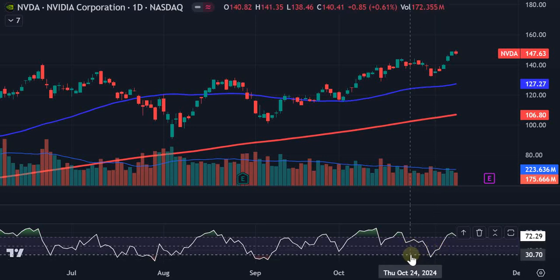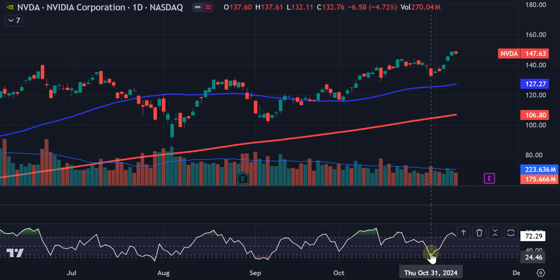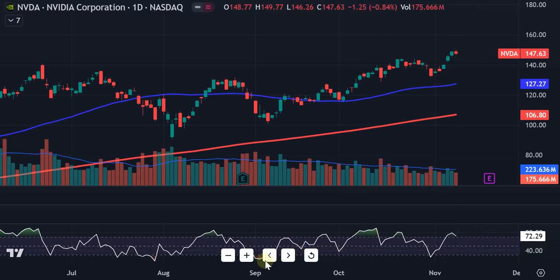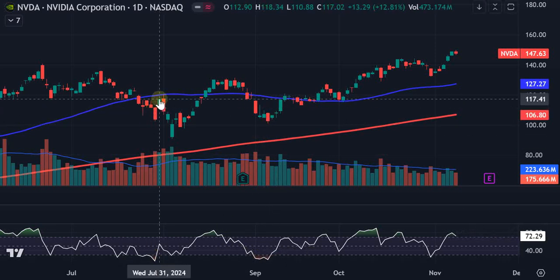So basically anything 30 reading or below is oversold, and 70 and higher is overbought. As you can see, when it gets oversold down here below the 30, then we start getting the bounce up here, and then down here, we got below the 30, we got the bounce here. Below the 30, we got a small little bounce.